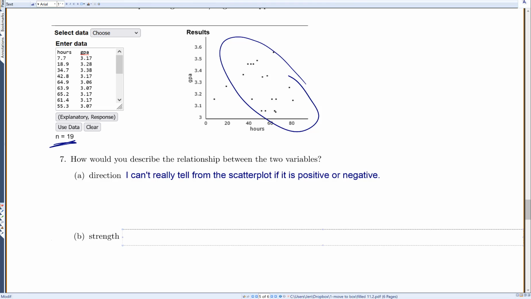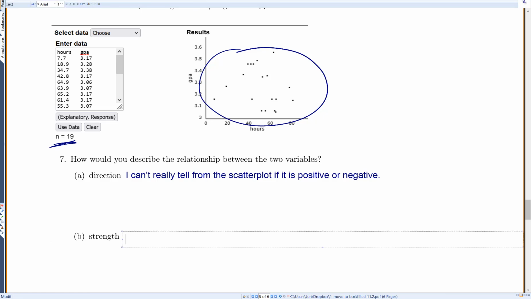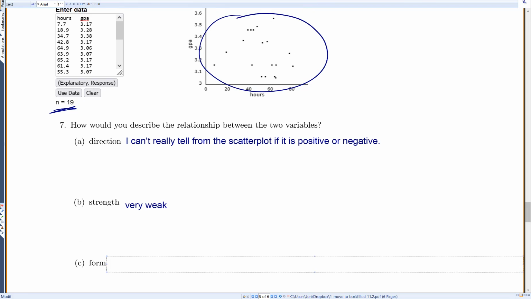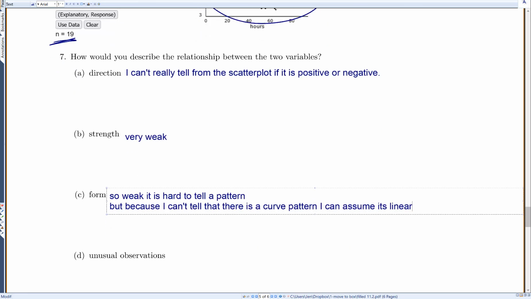As far as strength, again, this is really weak. If you look at all of these points, could you argue that it would be more like a flat circle than even an oval? So my strength, I would say it is very weak. You're really not getting anything super strong here. My form, well, again, it's so weak I can't really tell if it's a line or not, but I don't see a pattern either. So we can say it's so weak it is hard to tell a pattern. But because I can't tell that there is a curved pattern, I can assume it's linear to do all of the rest of our stuff.